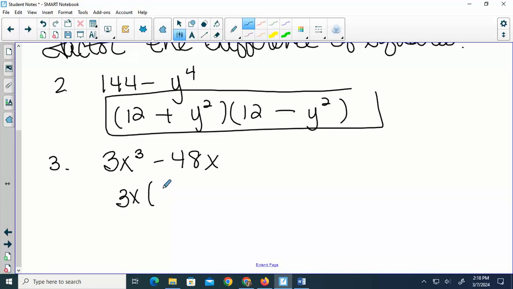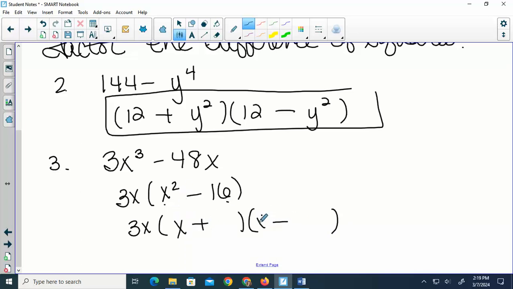That leaves us with x squared minus, 48 divided by 3 is? Okay, so we have 3x. 2 perfect squares with a subtraction. Factors into a plus and a minus. The square root of x squared is? Square root of 16. 4.